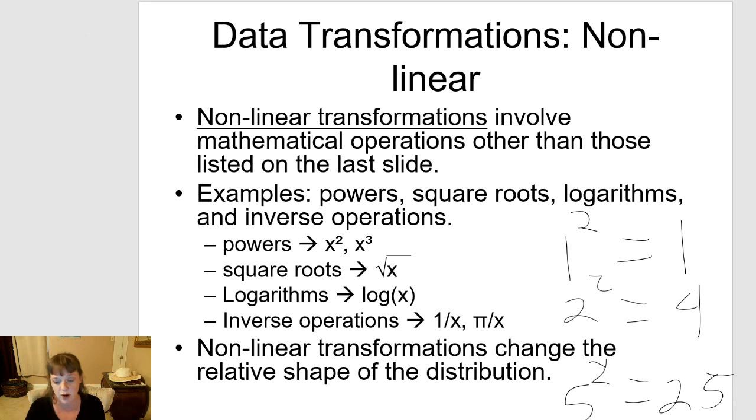It's the same thing with square roots. Square roots affect larger numbers more than they do smaller numbers. So it's going to change the shape of your distribution by altering how your participants and their scores are related to one another. And it's the same thing with a log transformation. Now, we're not going to do logs in here, but you should know a log is an example of something you can do to data that is not adding, subtracting, multiplying, or dividing, and so it is a nonlinear transformation. And an inverse operation is also a nonlinear transformation. I wanted to show you that one as well.